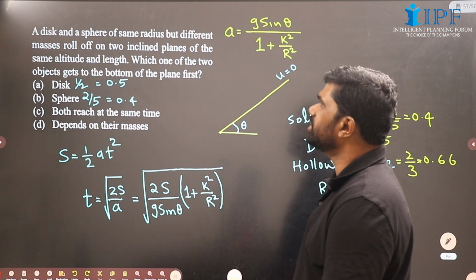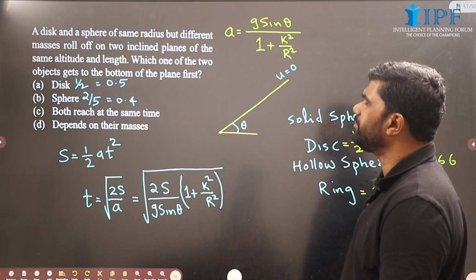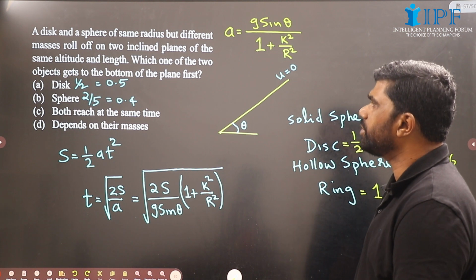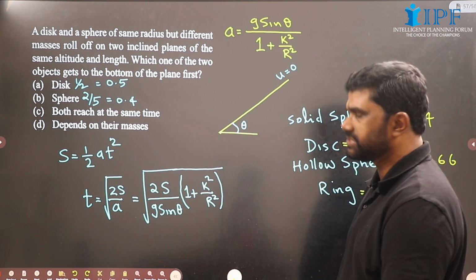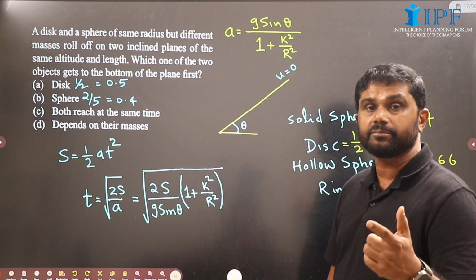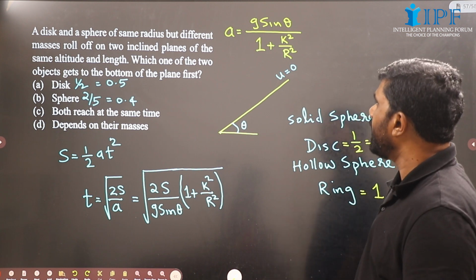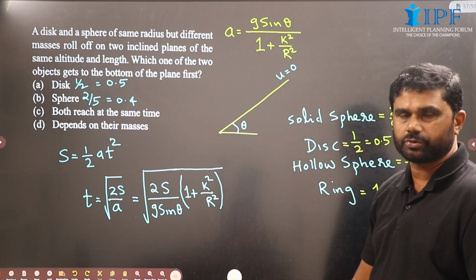Now see, a disk and a sphere of the same radius but different masses are rolled on inclined planes of the same altitude and length. Which one of the objects gets to the bottom of the plane first? When the acceleration is maximum, the time required to roll down will be minimum. And the acceleration is given by g sin theta divided by 1 plus k square by r square.